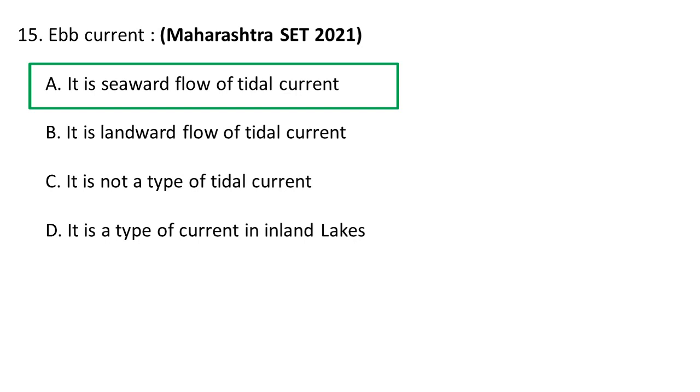An ebb current is the outgoing tide, which occurs when water moves away from the shore as the tide recedes. The opposite of the ebb current is a flood current, which occurs when water moves towards the shore as the tide rises. So A is the correct option.